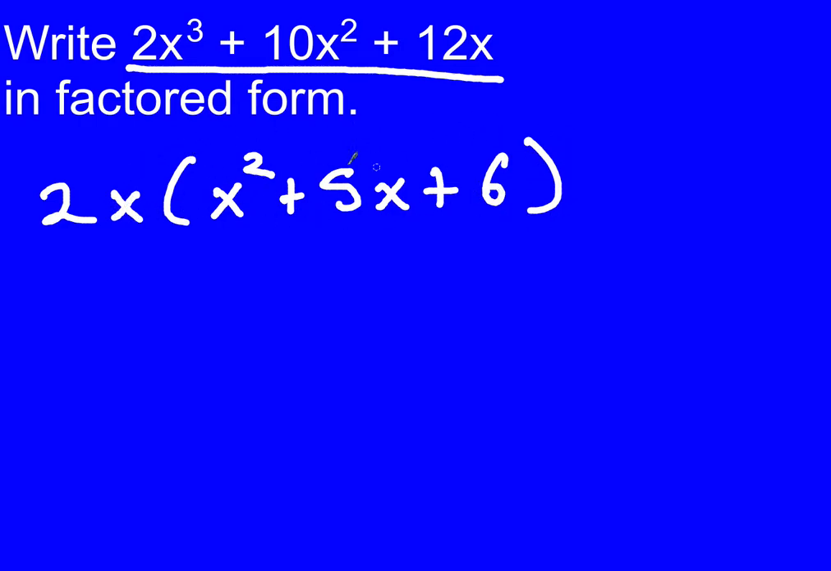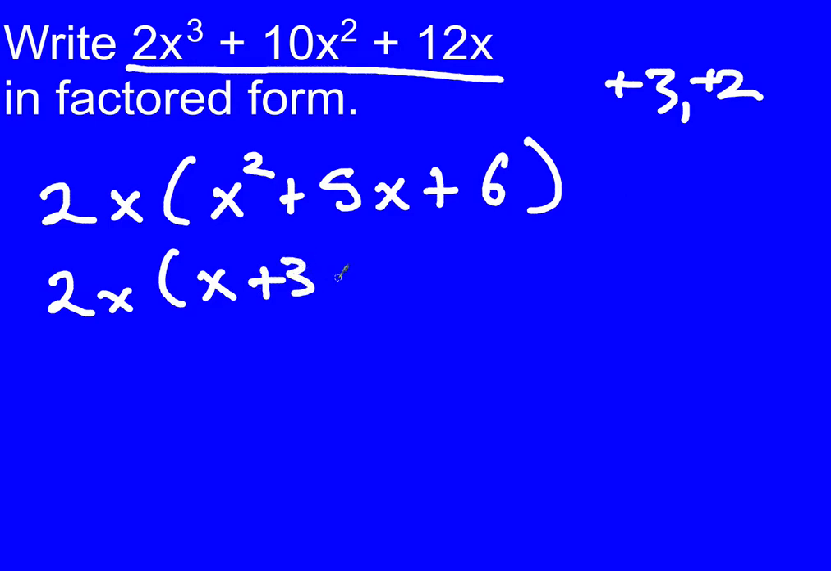And now the stuff inside of parentheses can factor also. What multiplies together to give you 6 and adds together to give you 5? 3 and 2. Positive 3 and positive 2. So that means I could rewrite this as x plus 3 times x plus 2.